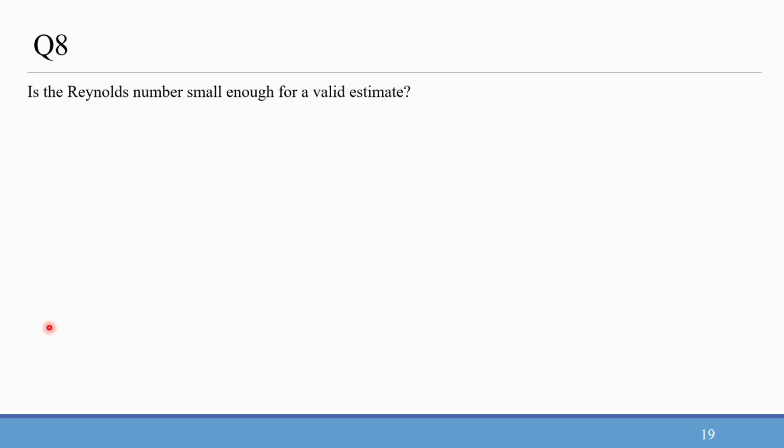Now what we will do is, we will calculate question 8. In question 8, it is asked: is the Reynolds number small enough for a valid estimate? What does it mean by small enough? It just means it should be less than 1. So our Reynolds number of 0.2578 is less than 1. So it is small enough for a valid estimate. So the answer is yes. The Reynolds number is small enough for a valid estimate.